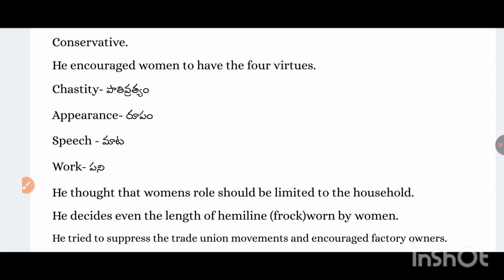And also Chiang Kai-shek decided even the length of the hemline, that is the frock worn by women.